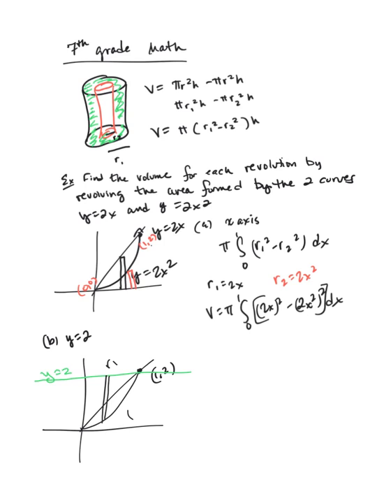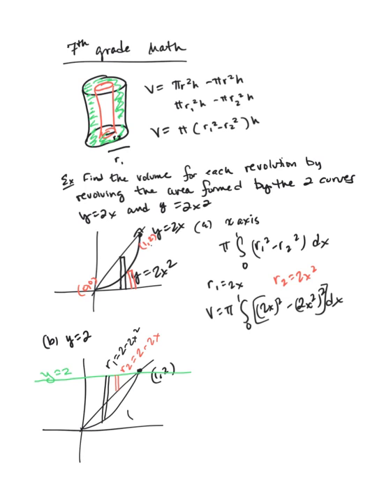So R1, now keep in mind it's going to be upper minus lower. That is 2 minus 2x squared. Okay, the inner radius is right here in red. So R2 is 2 minus 2x.